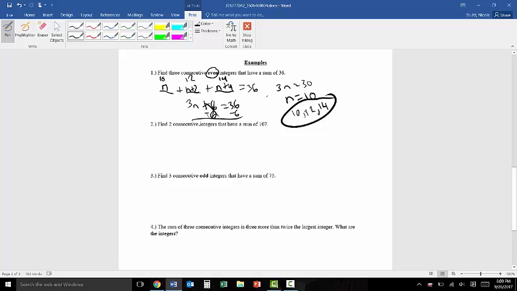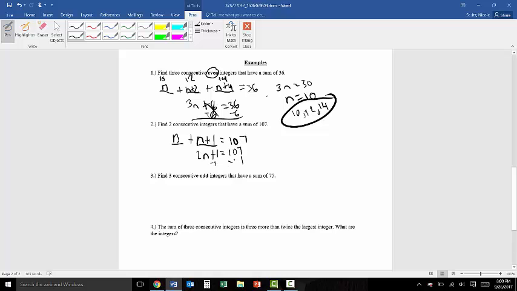Number 2 does not say even or odd, it just says find 2 consecutives that make 107. So I'm going to just have 2 blanks that add up to 107. Your first number will be n as always, and this time we count by ones because it does not say even or odd. So we have 2n plus 1 equals 107.